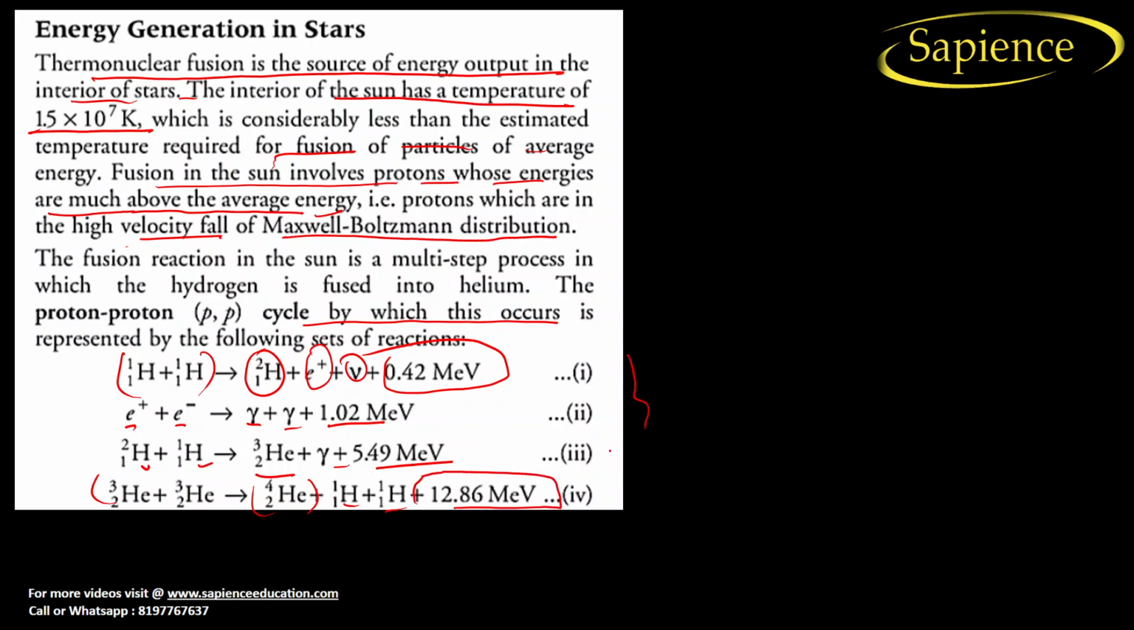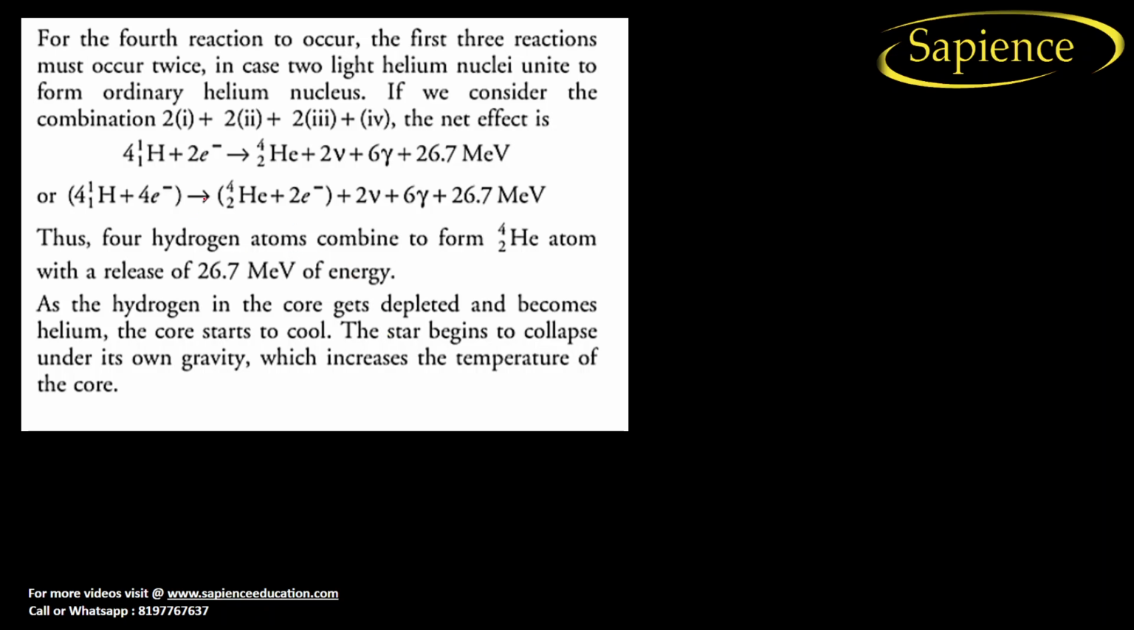So these are the series of reactions, and you can understand from this that for the fourth reaction to occur, the first three reactions must occur twice. So for the fourth reaction to occur, all three reactions must occur twice, and overall this is 4 hydrogen 1 and 2 electrons providing you helium plus 2 neutrinos. This symbol is considered as a neutrino, right? Neutrino plus gamma plus 26.7 mega electron volt, right?